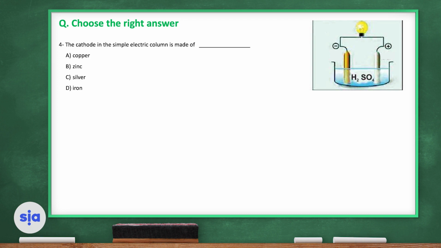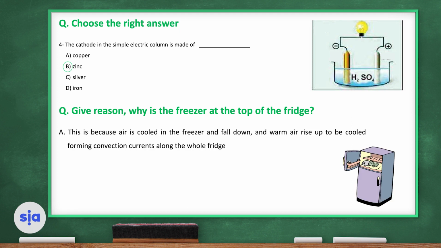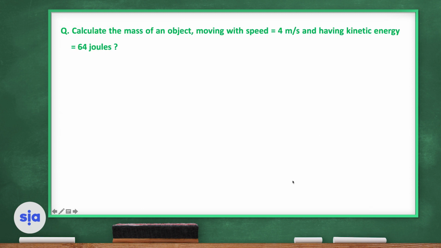Choose the right answer. The cathode in the simple electric cell is made of: zinc. And give reason why the freezer is at the top of the fridge. This is because the air is cooled in the freezer and falls down, and the warm air will rise up to be cooled, forming convection currents along the whole fridge.